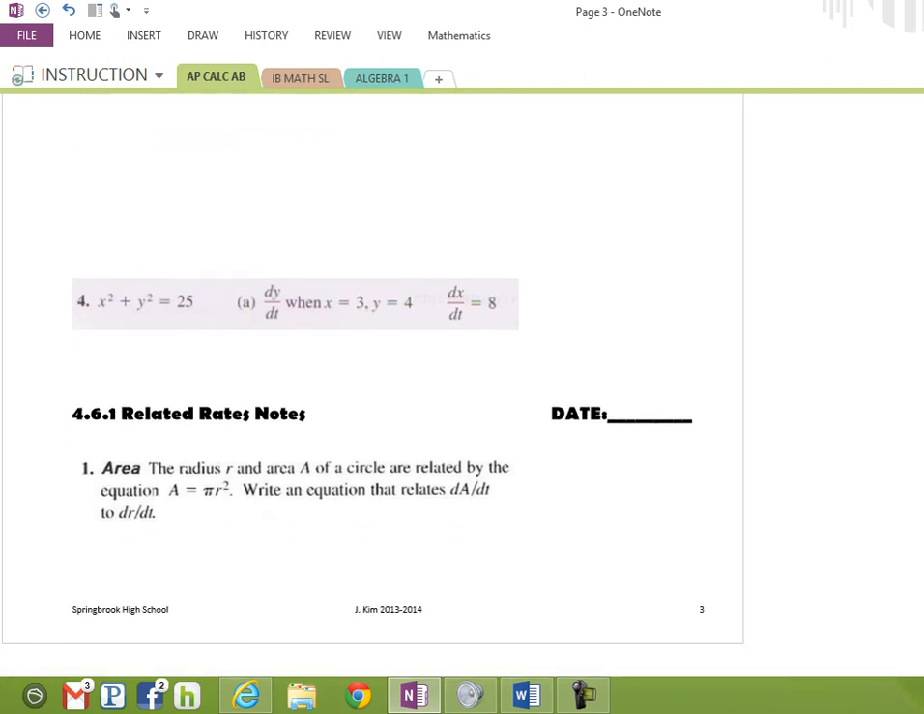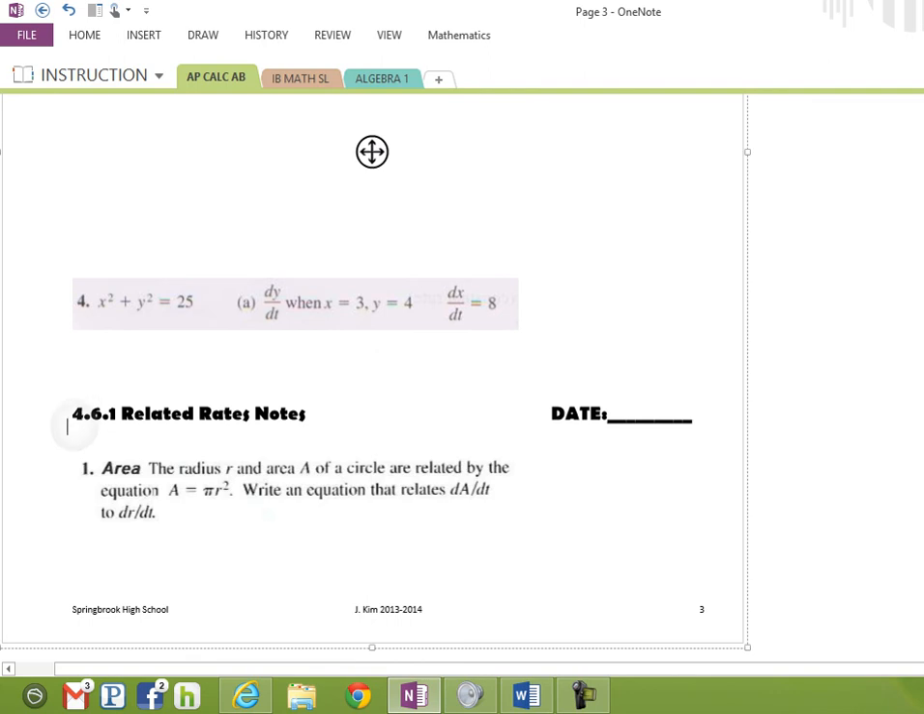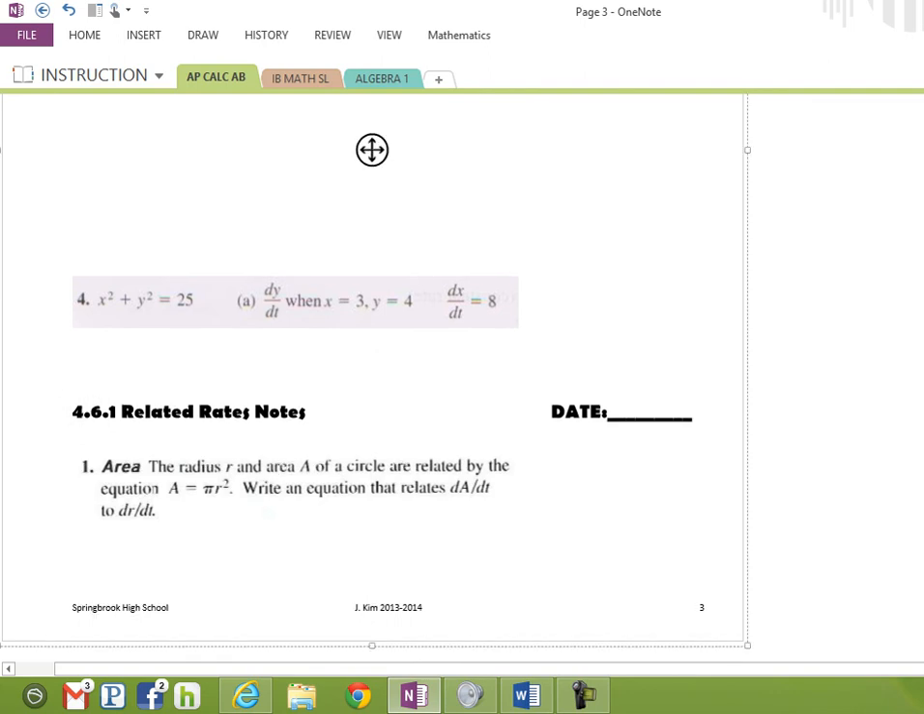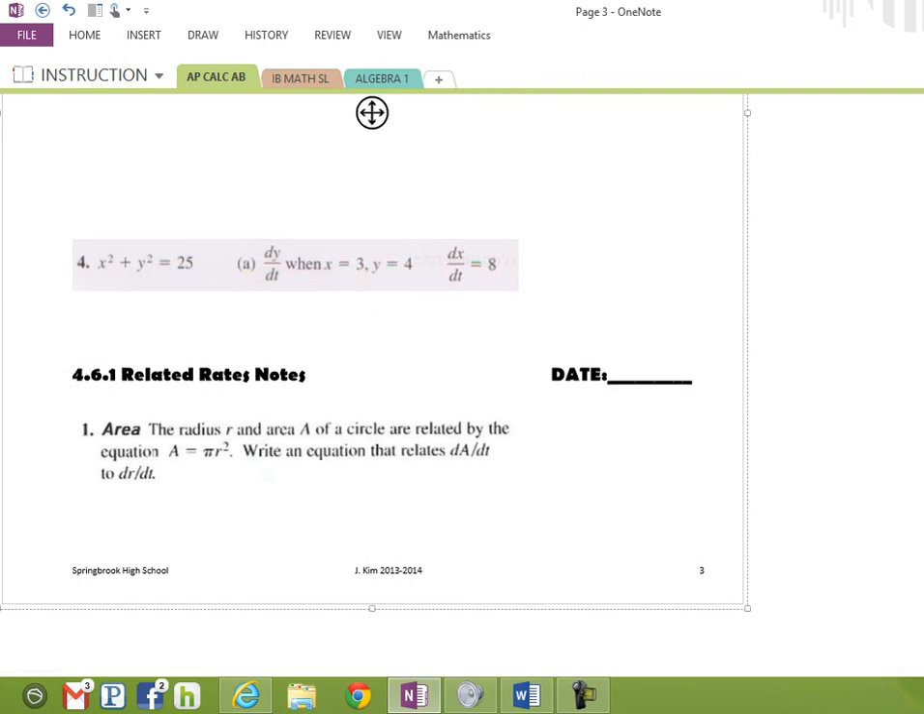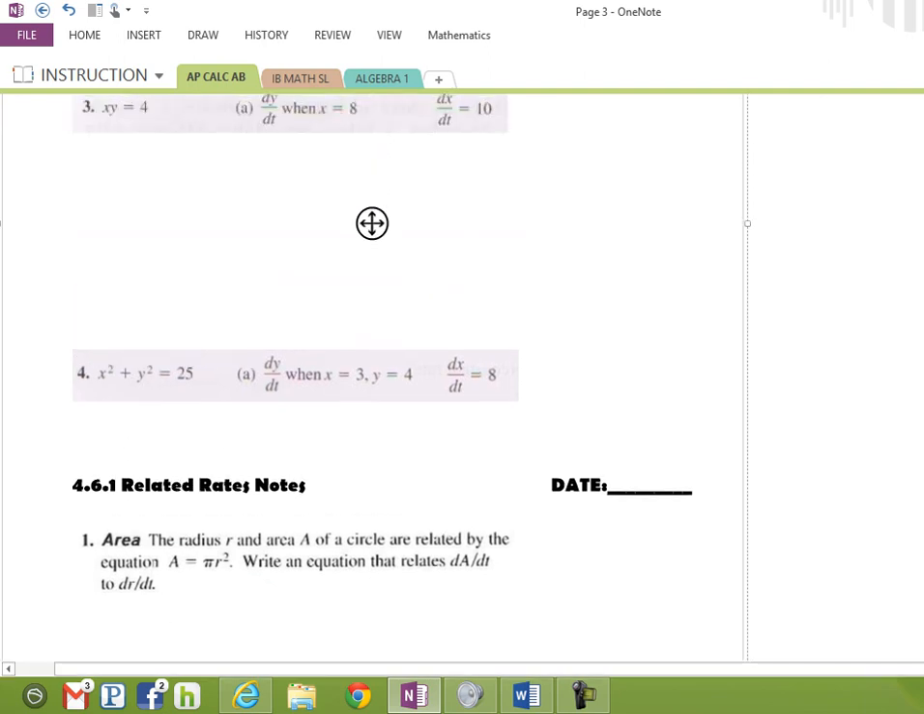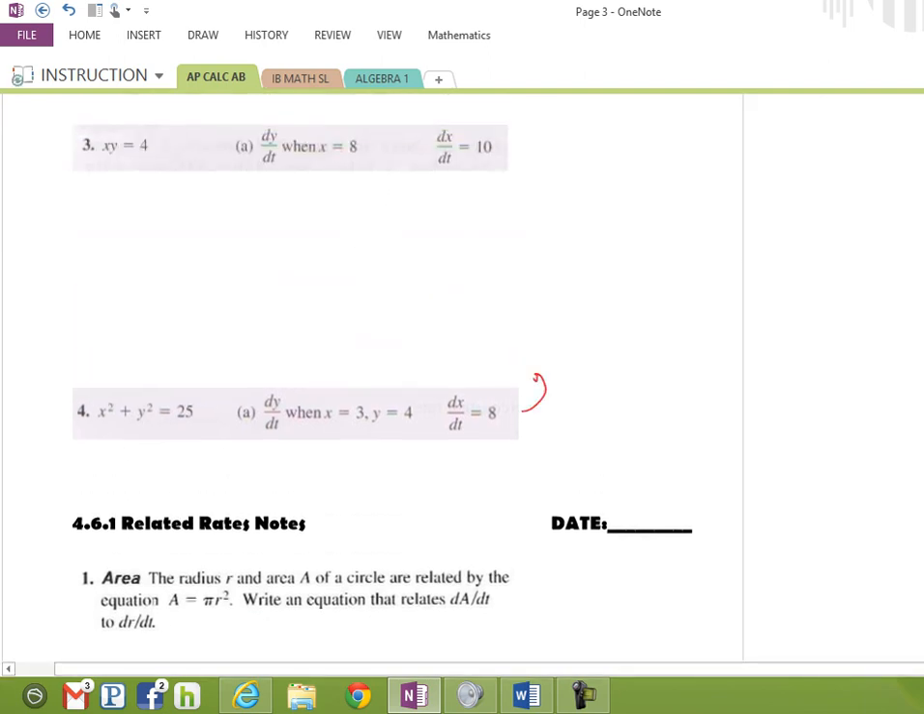Alright, I did number 3 for you guys, so I'll do number 4 for you. Whoopsie, there should actually be a space right here. Wonder if I can create a space. Nope. Alright, so I'm going to actually do this one above because I messed up my copy and paste. So I want to do this when x is 3, y is 4, and dx/dt is 8. And we're doing this with respect to t.